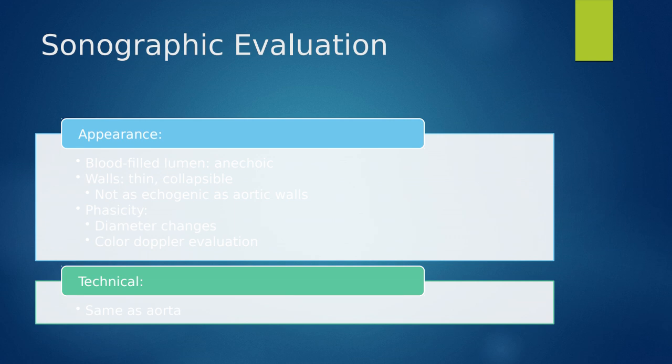But the appearance of the IVC is going to be a little bit different, and you have to be aware of what the differences between the IVC and the aorta are. They're both going to be anechoic. They're blood-filled structures. Unlike the aorta, the walls of the IVC are going to be very, very thin, and they're going to be collapsible. So this means that they're going to respond to pressure changes.